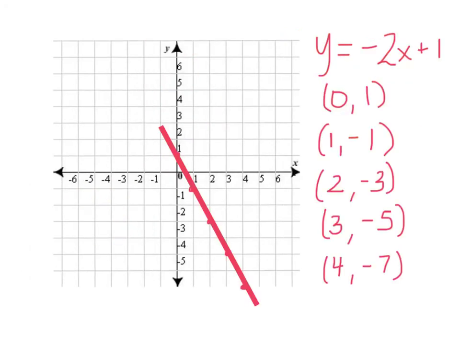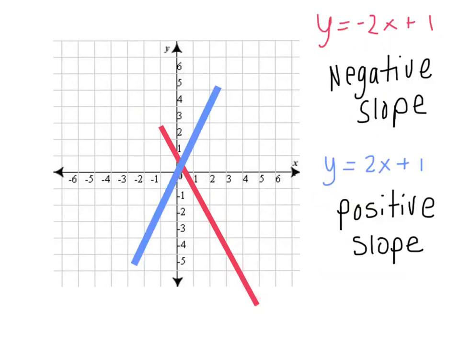Now you can also have a negative slope. So in this function, y equals negative 2x plus 1, we have our ordered pairs here, and the slope is negative because it is going down. Now this graph has negative 2x plus 1 and 2x plus 1. So you can see the difference between an upward slope, which is positive, or a downward slope, which is negative.